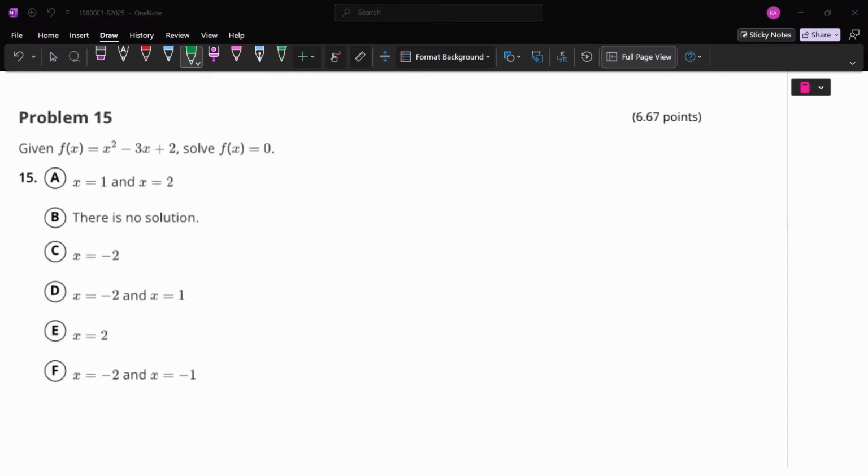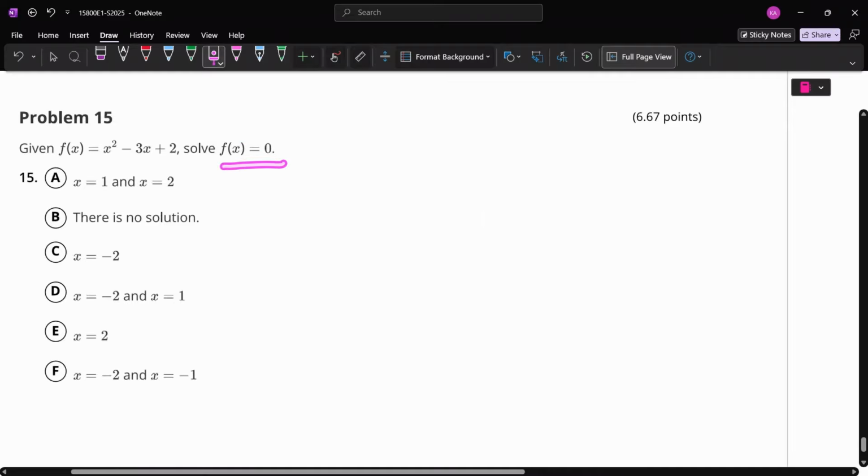All right, last question on this exam. We are given a nice quadratic function here. Given f of x is equal to x squared minus 3x plus 2, solve f of x equals 0. I mentioned earlier in this exam how factoring can be used for various applications in math. This is going to be one of those cases where, let's say you're trying to find the roots of a function, and that's just the term used to describe the case when you're asked to solve f of x is equal to 0.